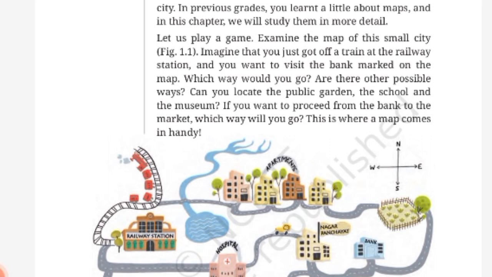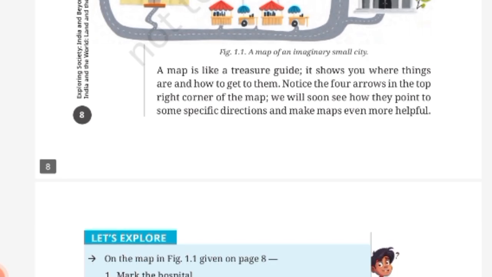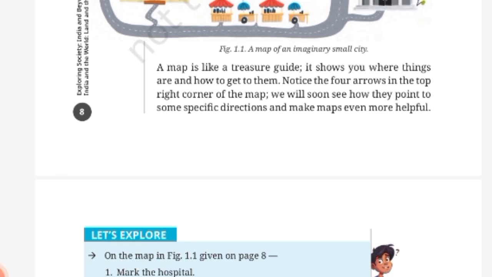This is where a map comes in handy. A map is like a treasure guide. It shows where things are and how to get to them. Notice the four arrows in the top right corner of the map. We will soon see how they point to some specific directions and make maps even more helpful.